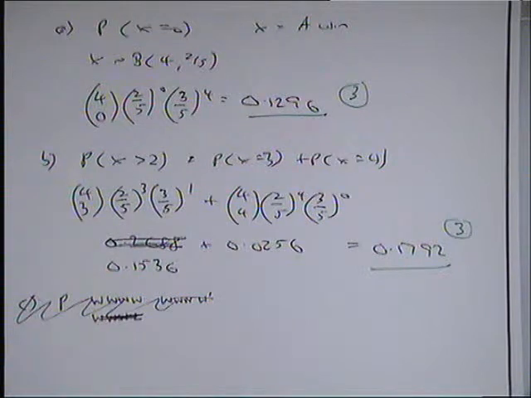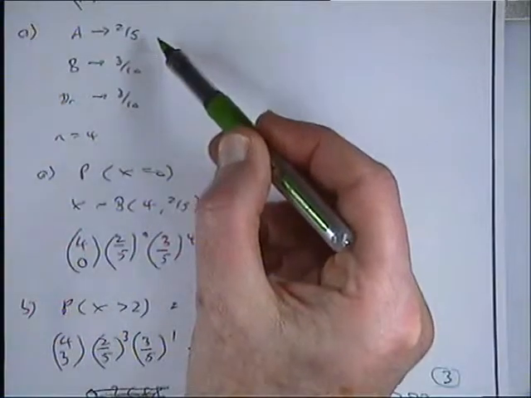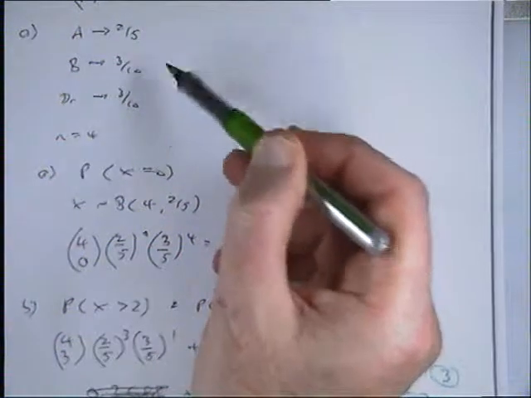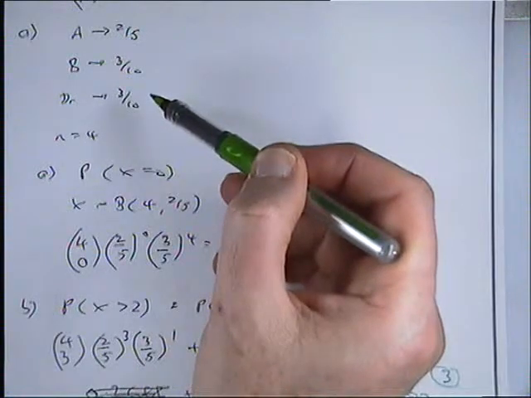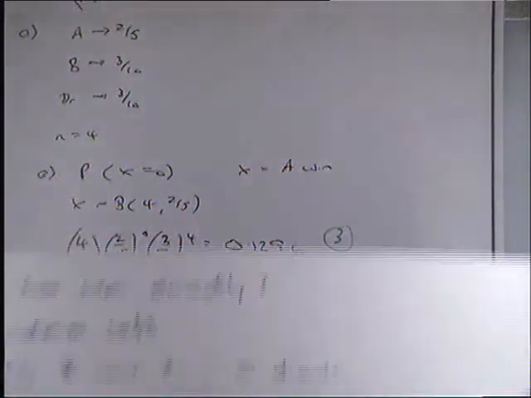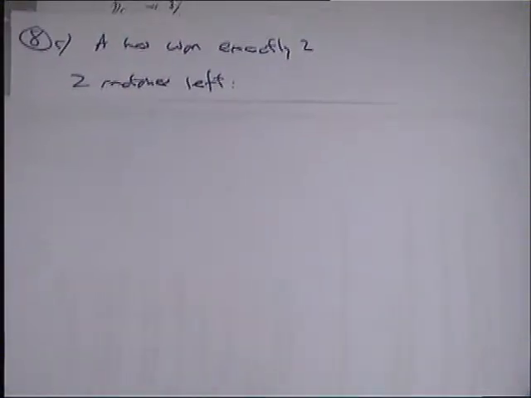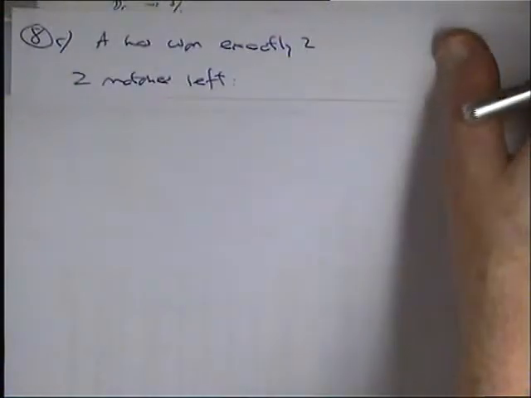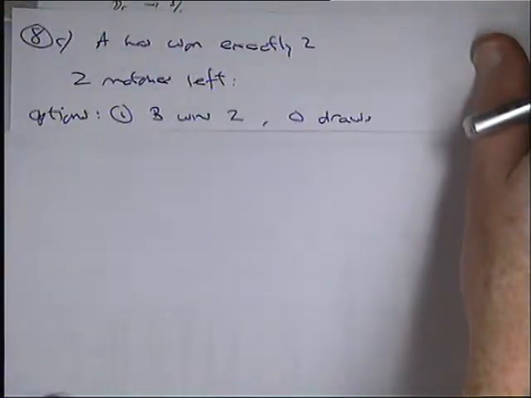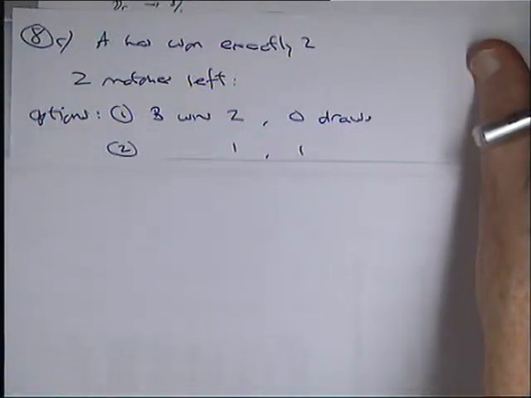Right, part C was a little bit trickier. Before I go to part C, just backtracking here, we knew the probabilities earlier on. A winning was 2/5. B winning and drawing were equally likely. And in the final part of the question, you're told that A has won 2 games and you've got 2 other games which A has not won. So A has won exactly 2, which means there are 2 other matches left. The options for those other 2 matches are A wins 2 of them and there are no draws, or A wins 1 of them and there's 1 draw, or A wins none of them and there are 2 draws.